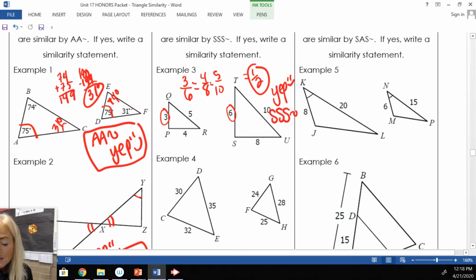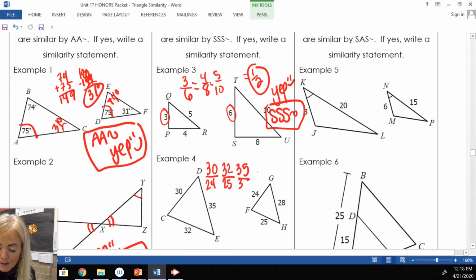Okay, not too bad. Let's check the next one out. Again, we don't have a similarity statement to go by, so here is what I like to do when I don't have one, just to make sure I do everything right. I take my 3 sides, put them in order, 30, 32, then 35, smallest to largest from one triangle, and then I put them over smallest to largest of the other triangle, which is 24, 25, and 28. I do it that way, and then I don't have to worry about side to side, and I've got them lined up. So small to small, medium to medium, large to large.